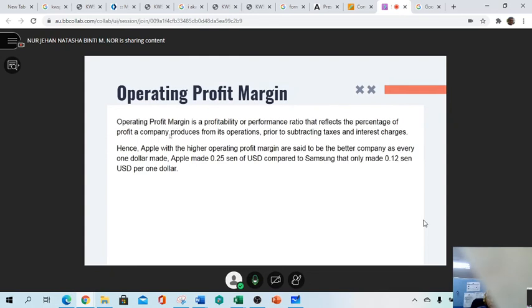Operating profit margin. Operating profit margin is a profitability or performance ratio that reflects the percentage of profit a company produces from operations prior to subtracting tax and interest charges. Hence, Apple, with the highest operating profit margin, is said to be a better company, as for every $1 made, Apple made 0.25 cents of USD compared to Samsung that only made 0.12 cents USD per $1.